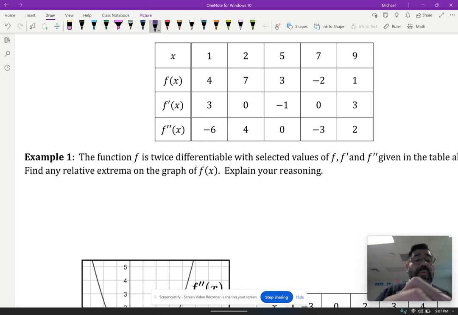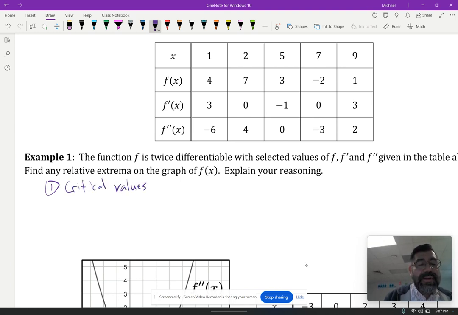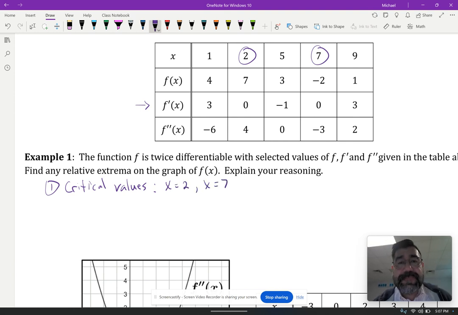Okay, so why don't we do this? Can we identify critical values? Critical values are where the first derivative is equal to 0. So the first derivative is equal to 0 at x equals 2 and at x equals 7. So my two critical values are x equals 2 and x equals 7.